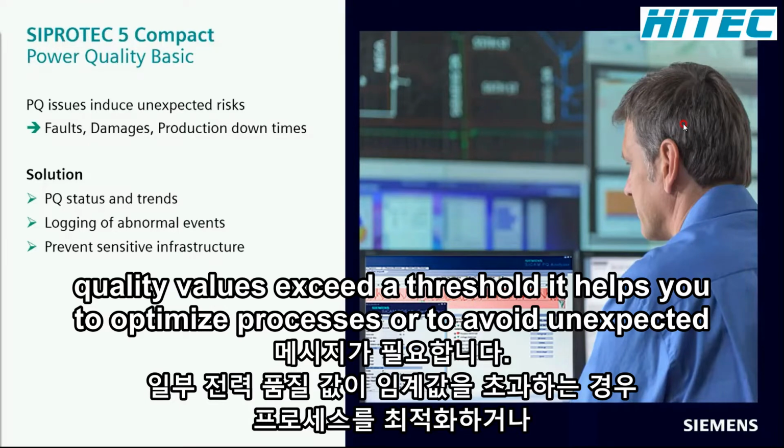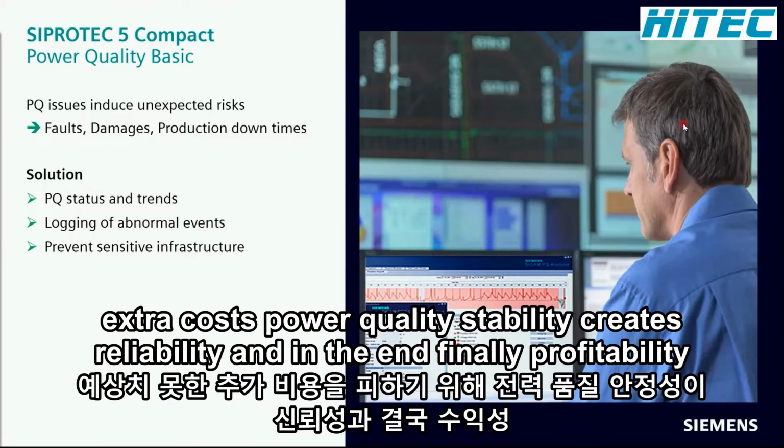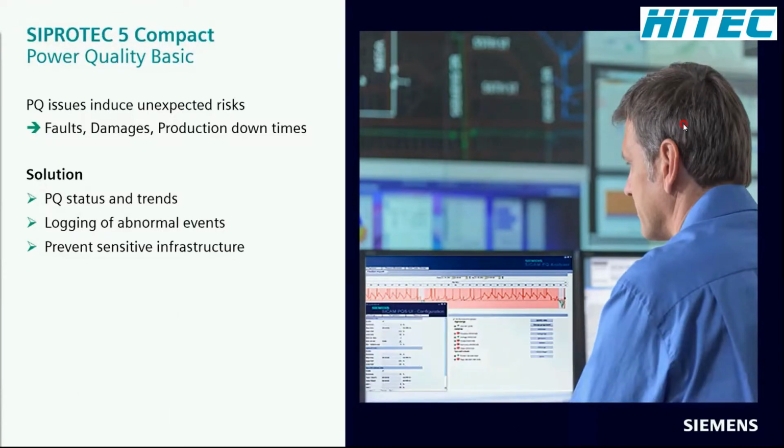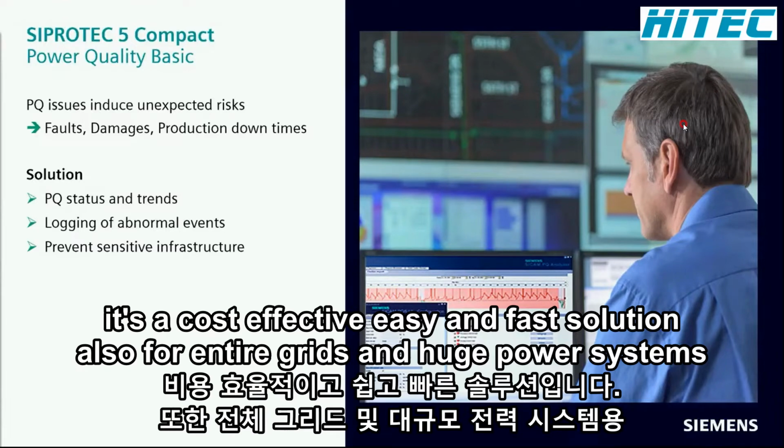It helps you to optimize processes or to avoid unexpected extra costs. Power quality stability creates reliability and, in the end, finally, profitability. It's a cost-effective, easy and fast solution, also for entire grids and huge power systems.